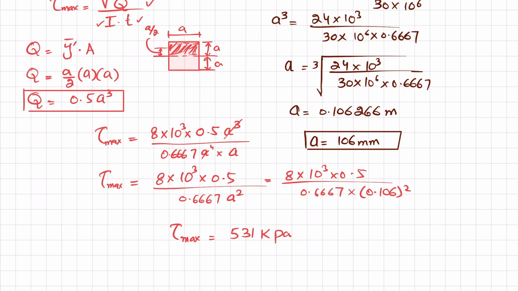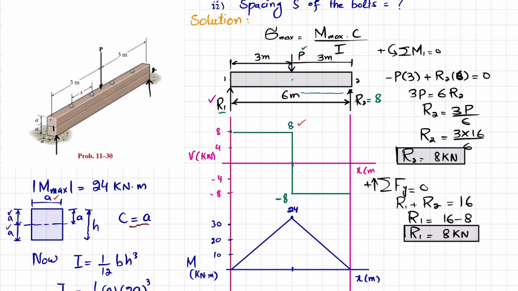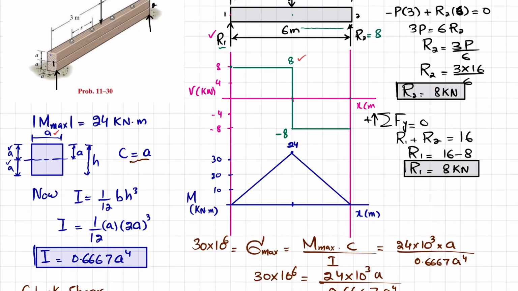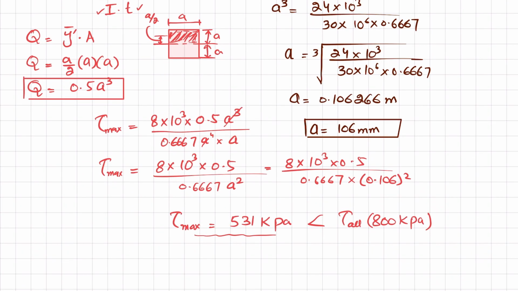kilopascal. And you can see that this maximum shearing stress is less than the allowable shearing stress, which is given in the question as 800 kilopascal. I will show you, you can see this is the allowable shearing stress. So it means that this A equal to 106 millimeter is fine. This is the value of A of the timber beam.